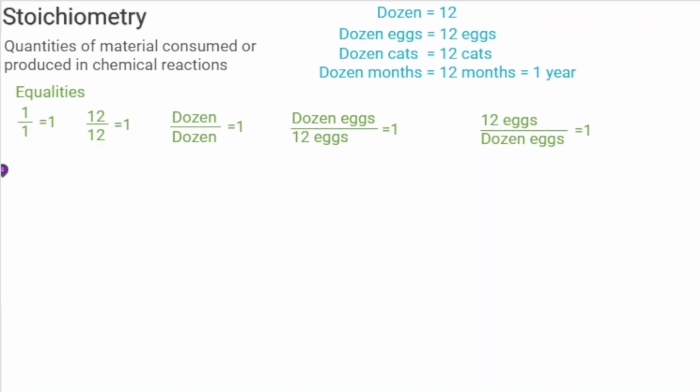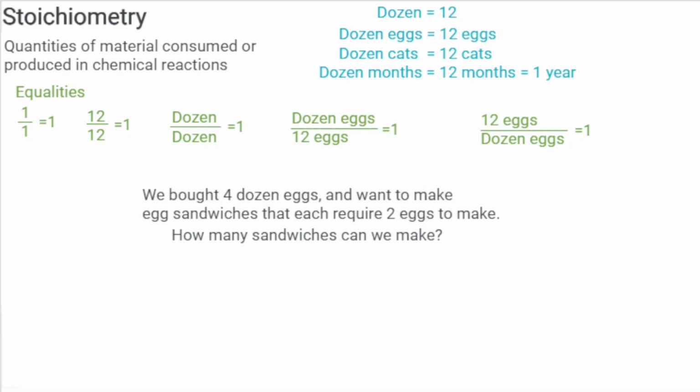So for an example, let's say we bought 4 dozen eggs and want to make egg sandwiches which each require 2 eggs to make. How many sandwiches can we make? So the first thing we're going to do is start off with the variable that we're given here. So we have this 4 dozen eggs. And we're going to go ahead and use this row across method for unit conversion. I found that many people find this useful.